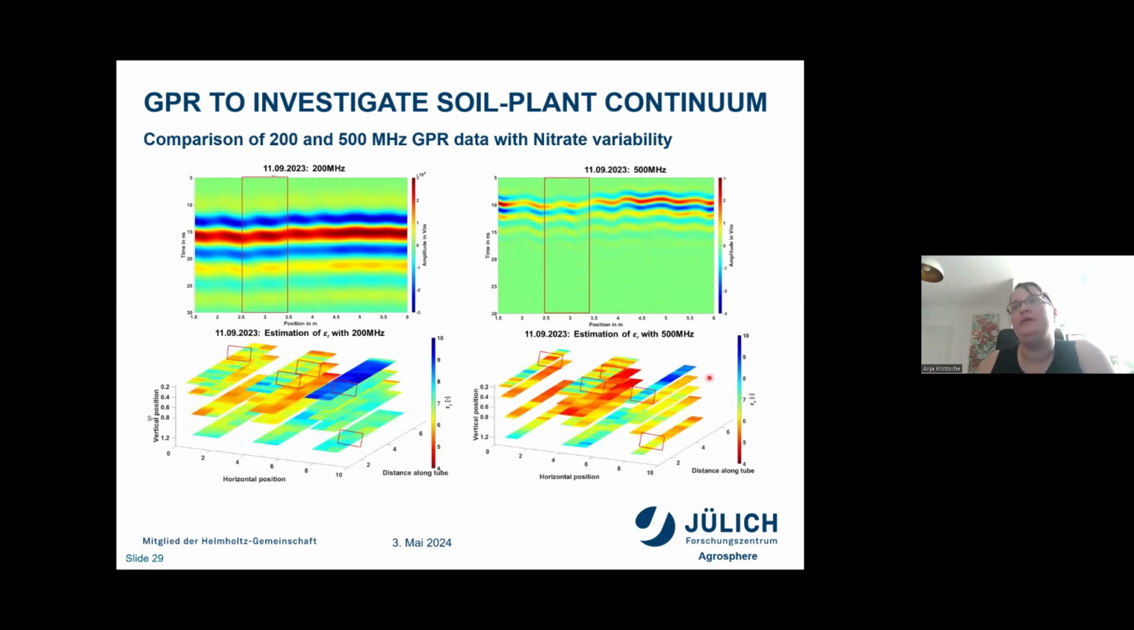And when we look at the 3D images, we also see for the 500 megahertz more patches popping up. They are better distinguishable in terms of the dimension, and we see already more soil structure heterogeneities. And this is currently the work that Sophia Schiebel is doing. And in future, we hopefully see way more of these results, and also linking the correlation to the new camera system that gives us more root information along the tubes.